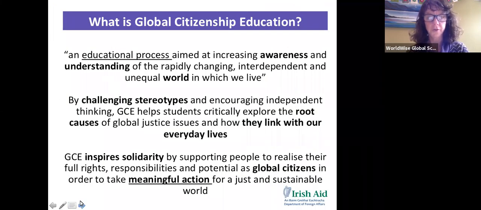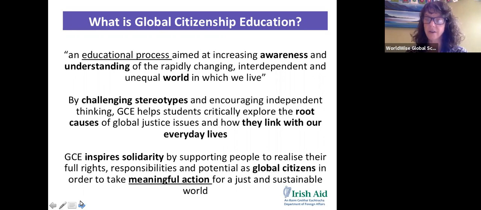So, first of all, this is probably old hat for most of you, but just to explain what global citizenship education is. It is an educational process, which means it's not all about knowledge. It is as much about methodologies and skills as it is about the knowledge that you gain. It is aimed at increasing awareness and understanding of our rapidly changing, interdependent and unequal world.